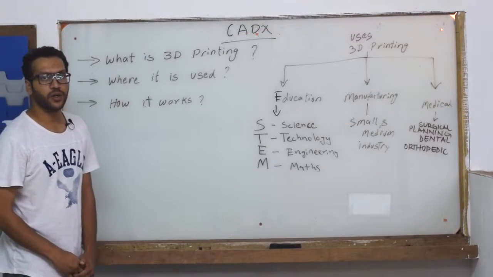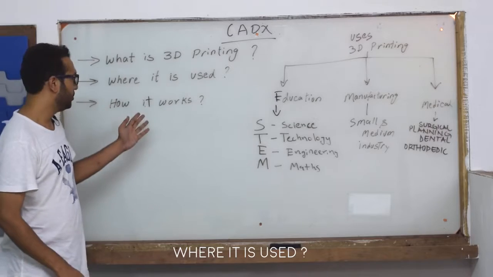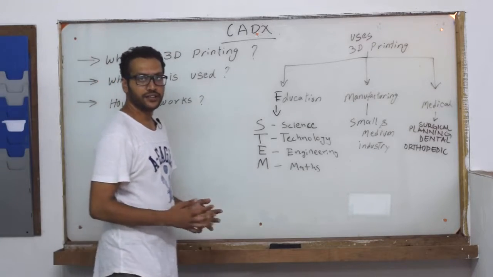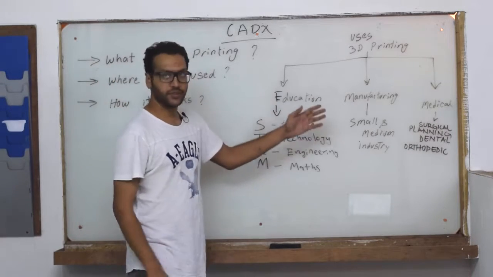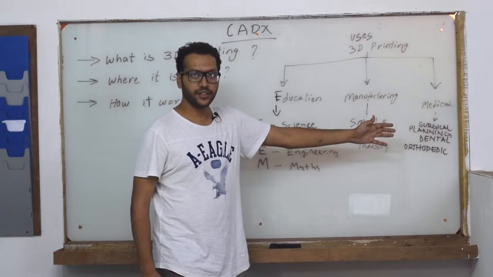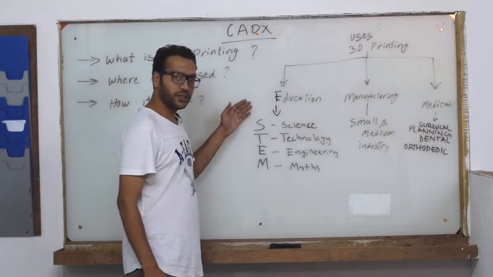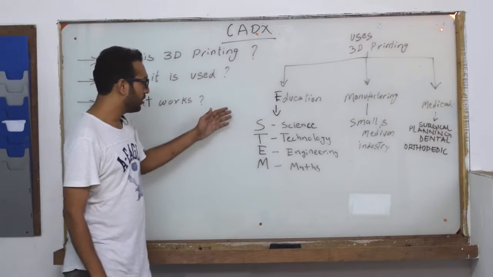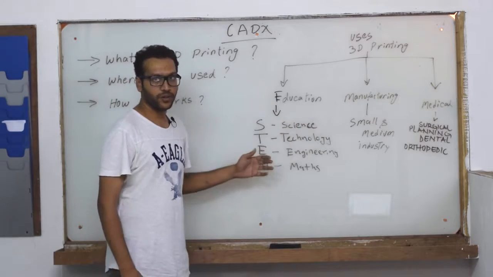Now we're going to talk about where it's actually used. We have defined 3D printing into three major segments. We have the education, manufacturing, and medical segments. We are going to go step by step and discover each and every segment and talk about it.